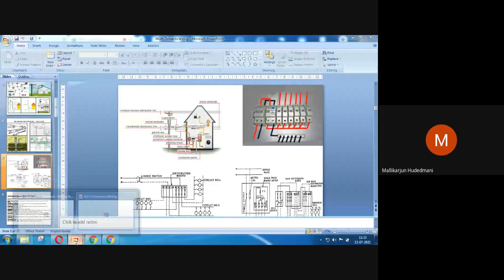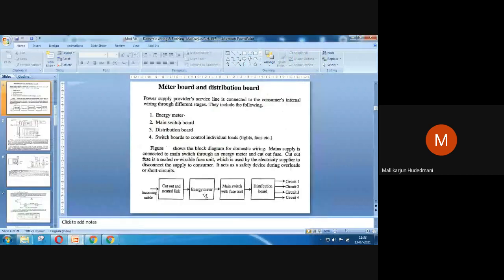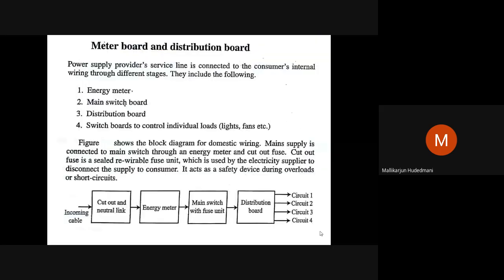So I'll come back to this slide again. So it means I was here. Once the meter board and distribution board come to your mind, you can just see here: incoming conductor, cut out, neutral link, energy meter, main switch, fuse, distribution board, and make it branch 1, branch 2, branch 3, branch 4, like that. So what all the things come here?